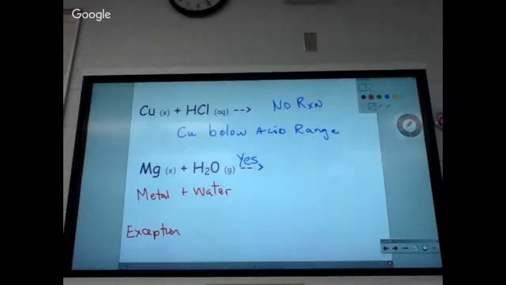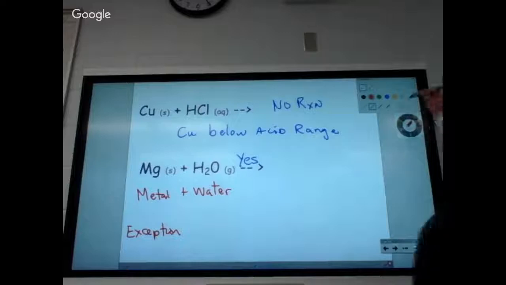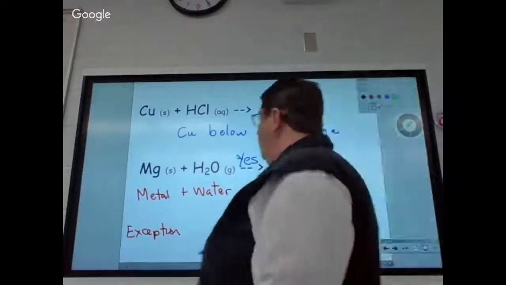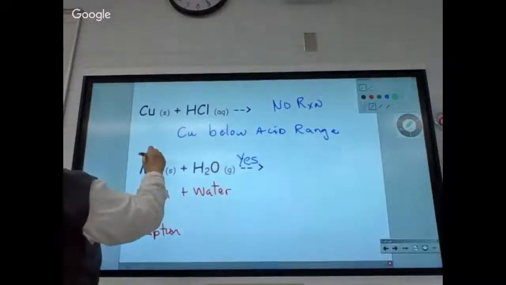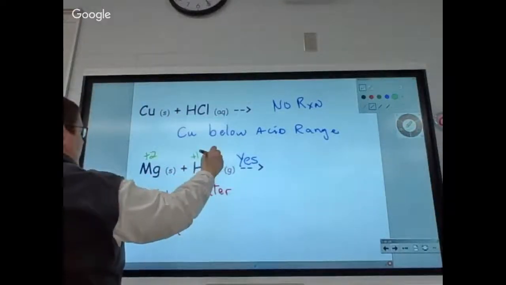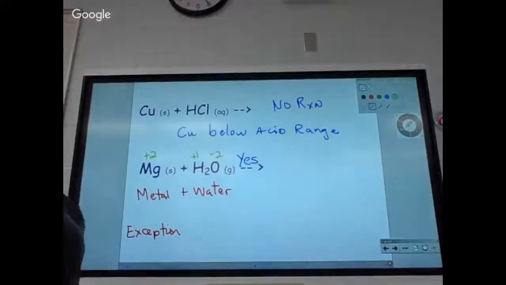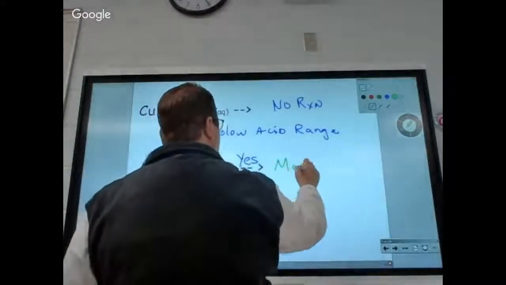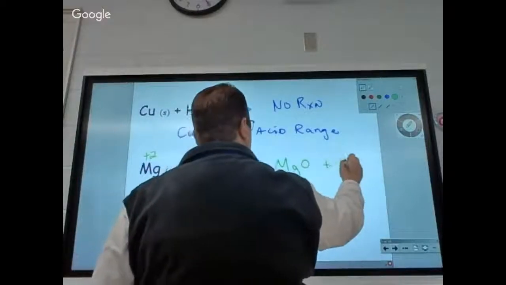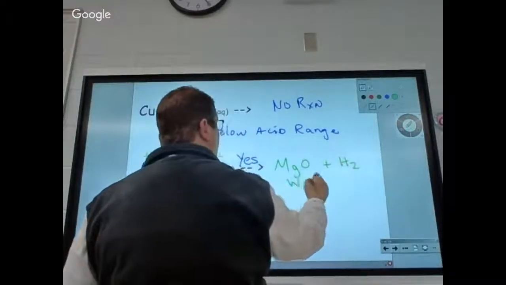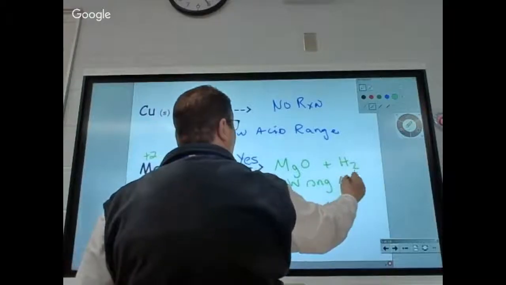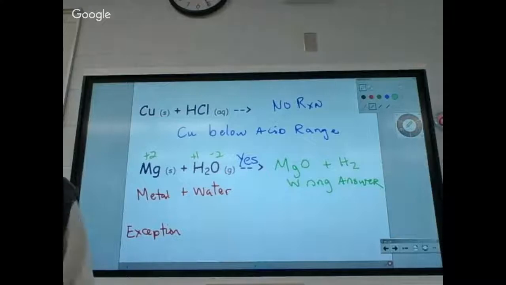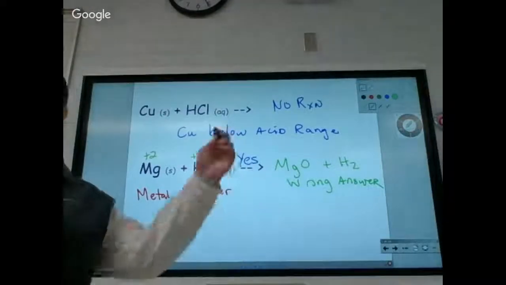Okay? What letter is it? B. All right. So, if I do this, just a second here. You get +2, +1, -2. If you do single displacement the way you've learned, you're going to get MgO plus H2, which is the wrong answer. Okay? It's the wrong answer. So, how are you going to fix this?